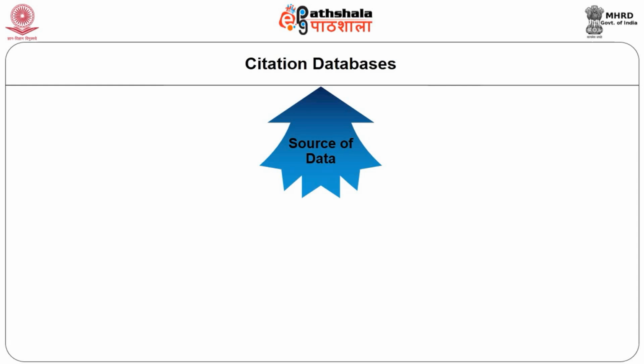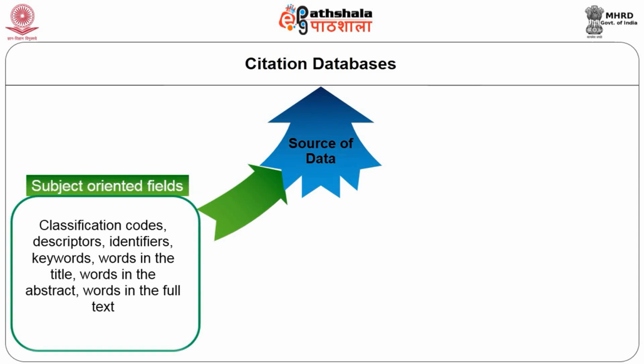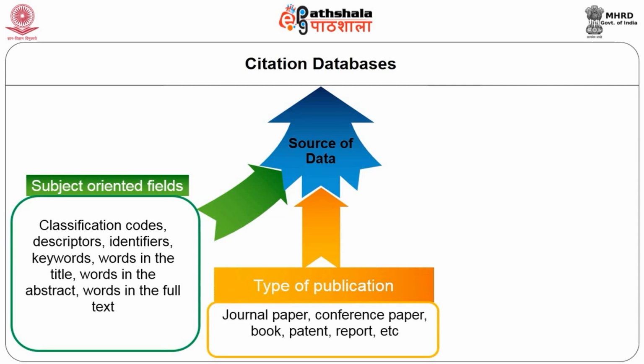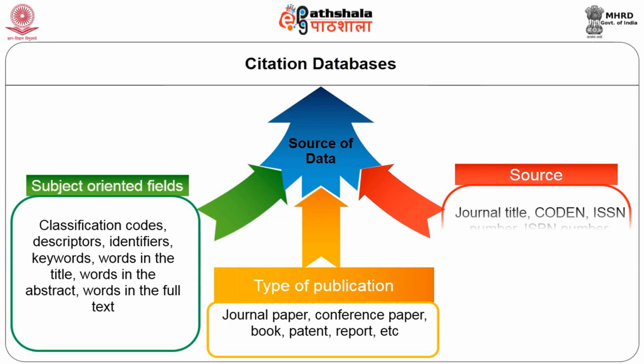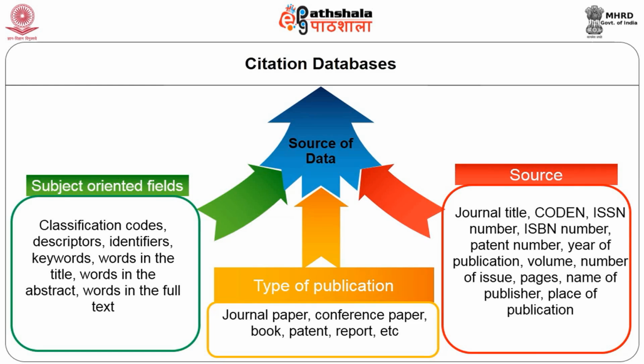The earlier studies use different fields or data elements for their analysis. They include subject-oriented fields such as classification codes, descriptors, identifiers, etc. Type of publication like journal paper, conference paper, book, patent, etc. Source such as journal title, code and ISSN number, etc. and so on and so forth.